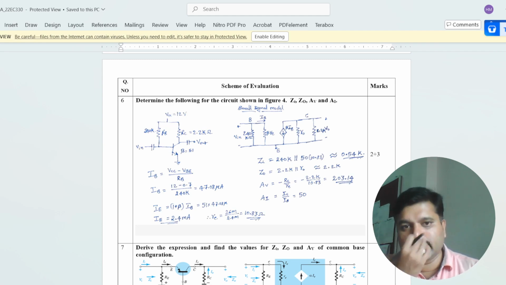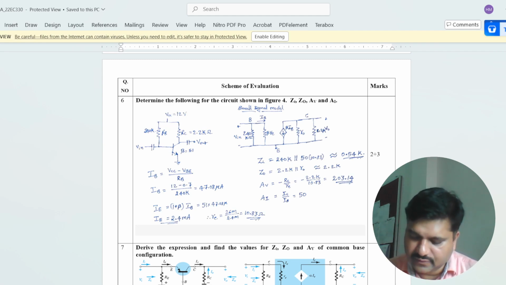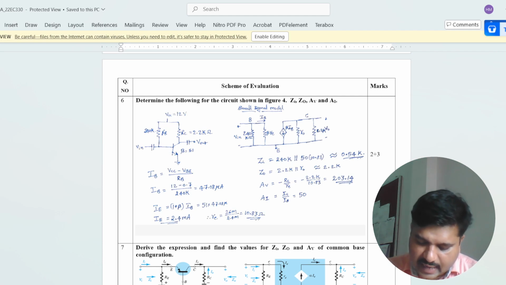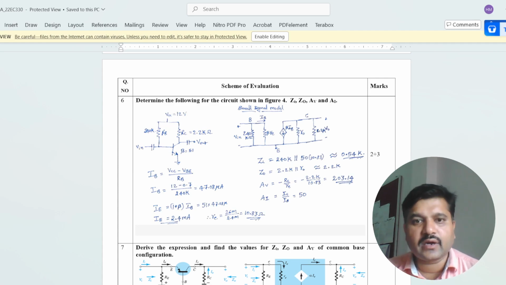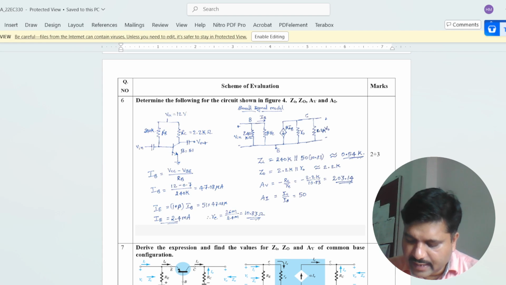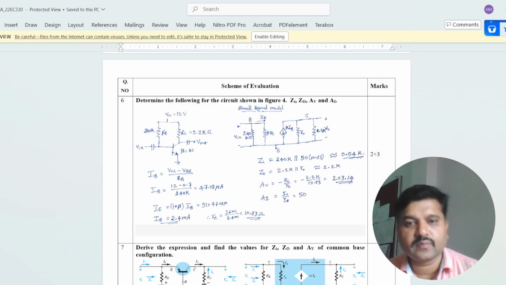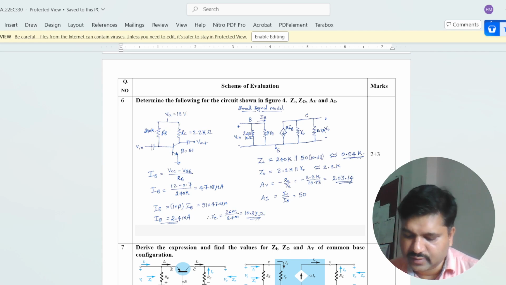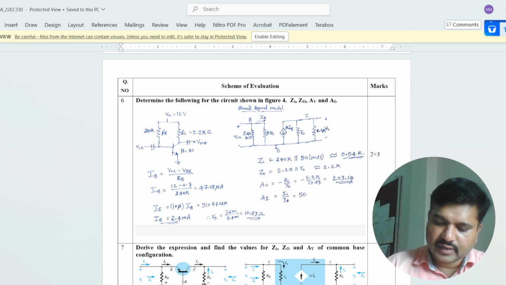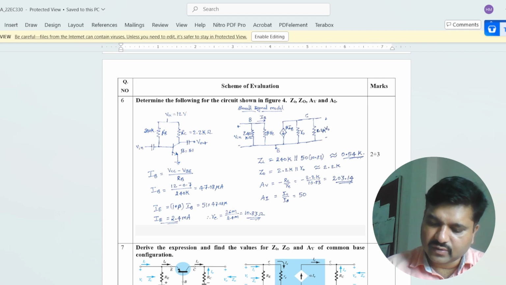Now for the AC analysis, we have to calculate RE. RE is 26 milli by IE, which is nothing but IC. So 26 milli by IE, which is approximately the same as ICQ, 2.4 milli, you will get around 10.83 ohms. Now writing the equivalent small signal model for this.